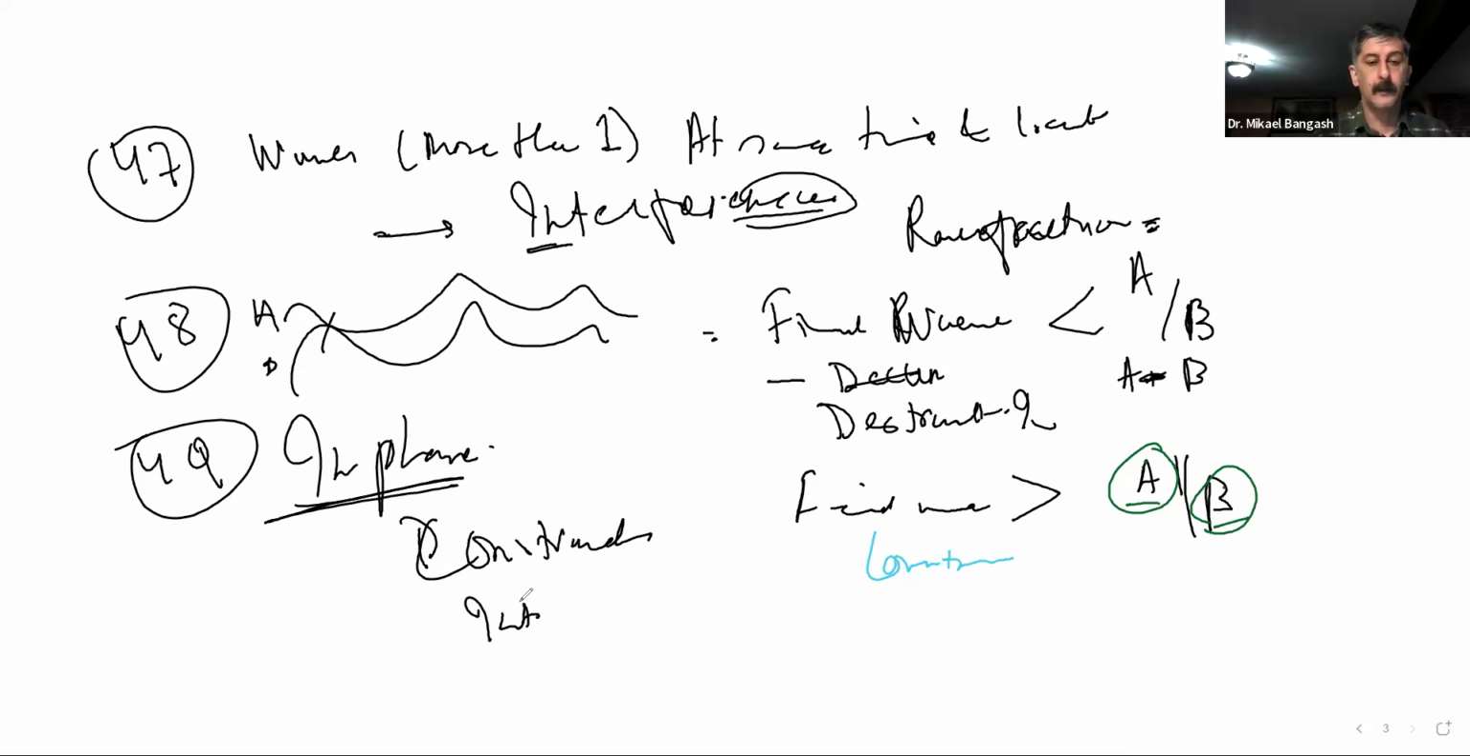Why would you be able to say that it's constructive interference? Because it tells you that the waves are in phase. Had it said out of phase, then you would have destructive interference.